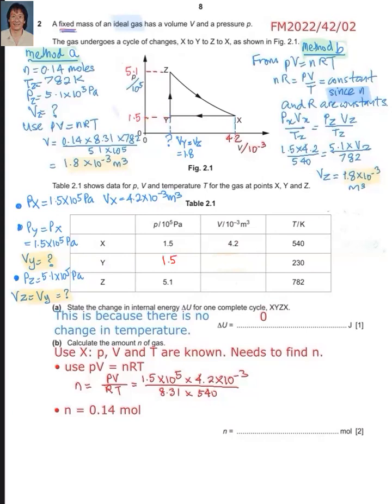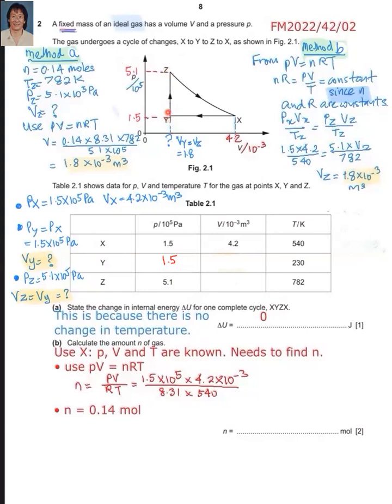But we do not know the volume at Y. We do not know this volume. We also know the pressure at Z is 5.1 times 10 to the power of 5 Pascal. But we do not know the volume at Z. But we know that the volume at Z is the same as the volume at Y because of this particular vertical line here. The volume at Z is the same as the volume at Y.